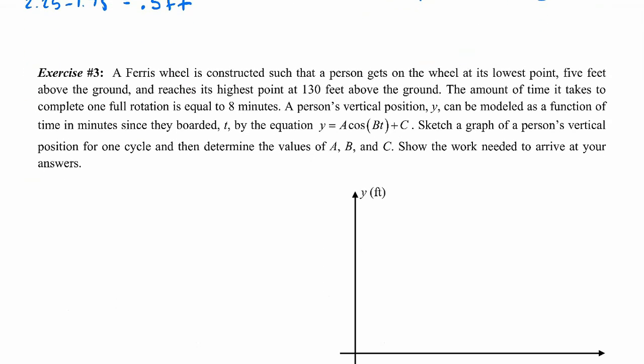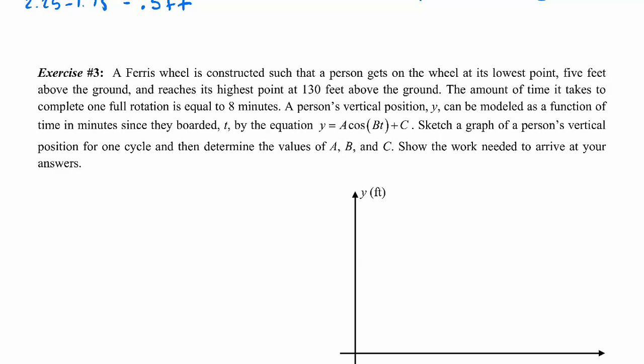Okay, next up, a Ferris wheel is constructed such that a person gets on the wheel at its lowest point, 5 feet above the ground, reaches its highest point at 130 feet above the ground. The amount of time it takes to complete one full rotation is 8 minutes. The person's vertical position y can be modeled as a function of time in minutes since they boarded t by the equation y equals a cosine b of t plus c. Sketch a graph of a person's vertical position for one cycle and then determine the values of a, b, and c. Show the work to arrive at your answers.